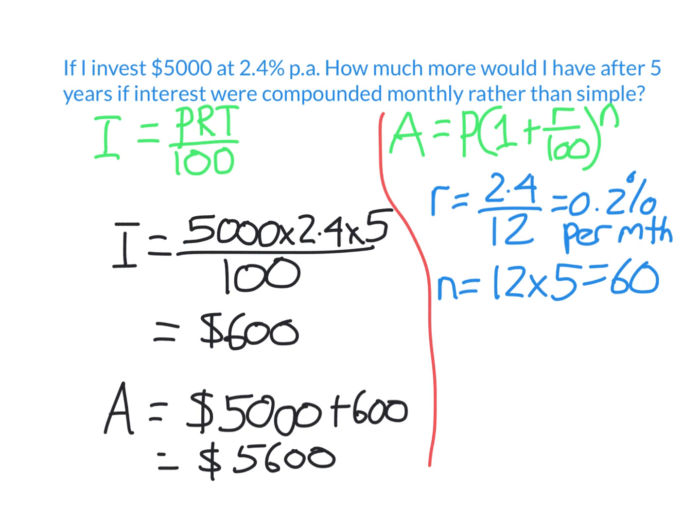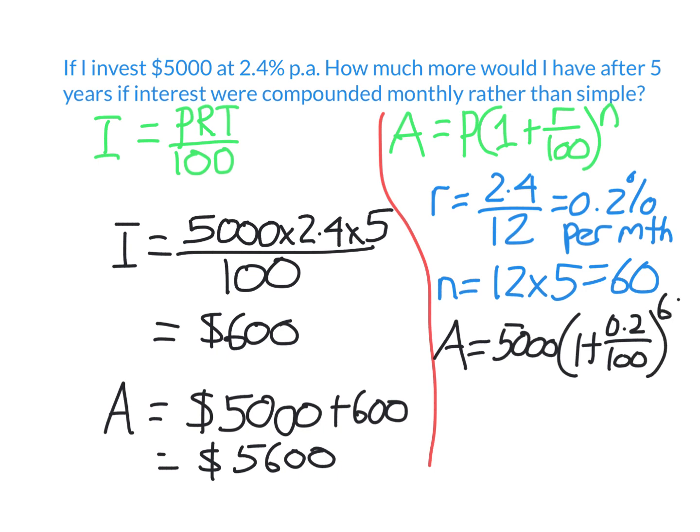So now we're ready to use the formula. So we have the amount that we'll have is 5,000, the principal, times 1 plus R over 100, where R is 0.2% per month, to the power of N, which is 60. So if we put that on our calculator, we would end up getting $5,636.81.